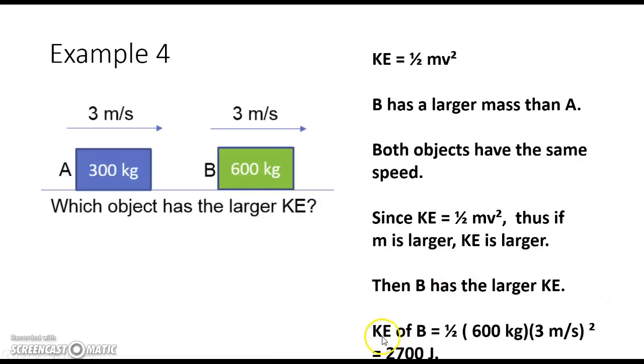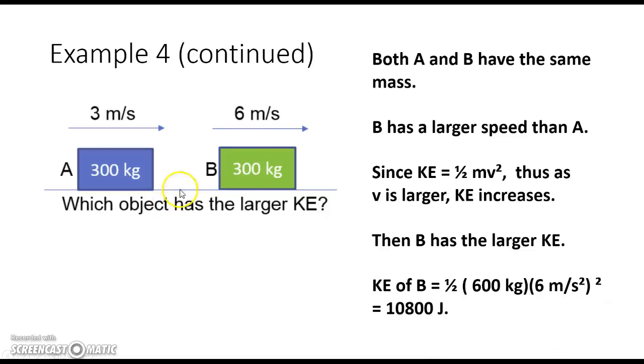Let us try some calculations here. The kinetic energy of B is half times its mass times its speed squared. Don't forget the square here. The square must be present. Once you multiply it out, you get 2,700 joules.